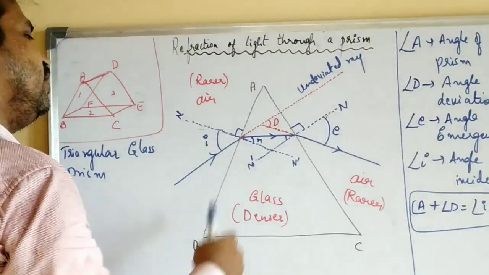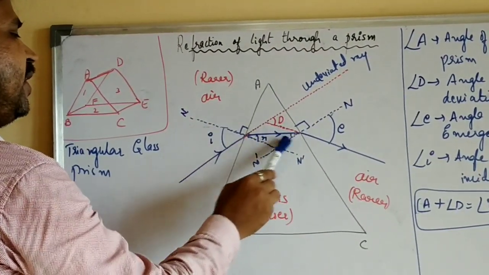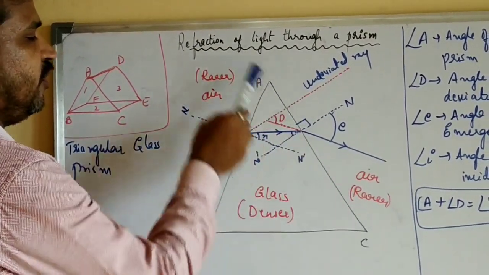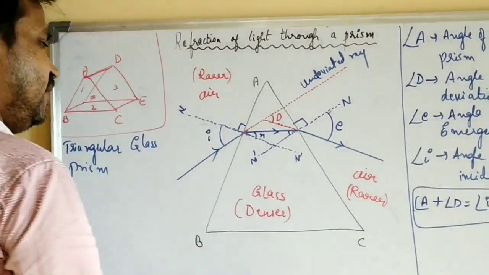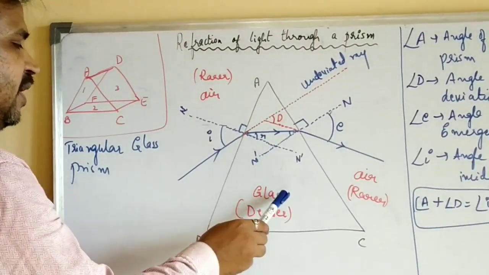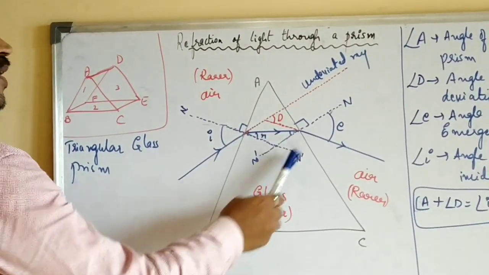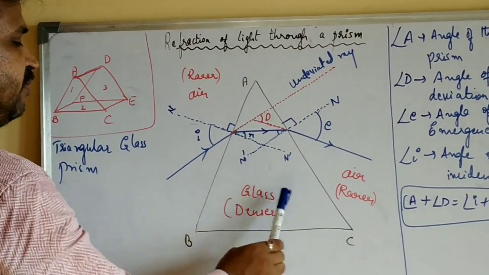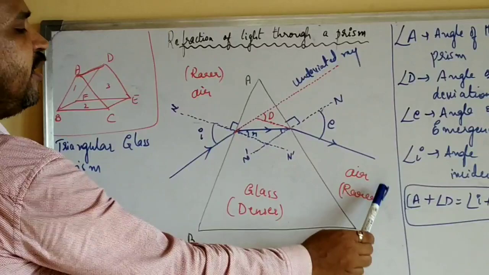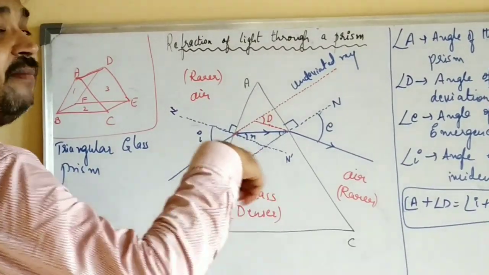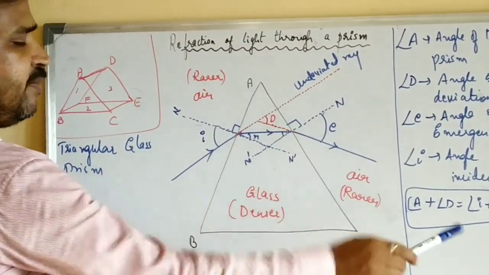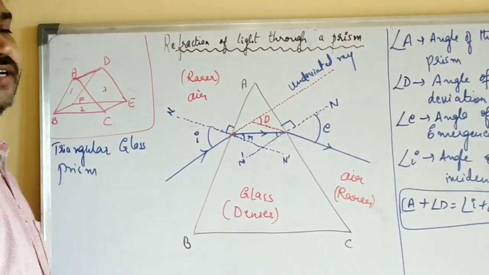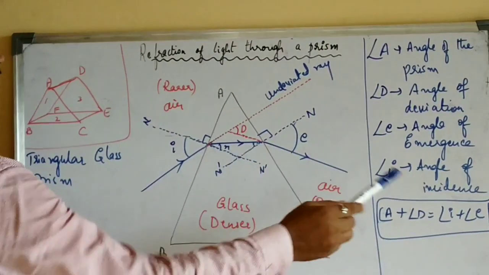Again, now this refracted ray is acting like an incident ray for the edge AC, which means that ray is within the glass. Glass is what? Denser medium. The next medium outside of the glass is rarer medium. So when a ray of light travels from denser medium to rarer medium, it emerges out. Finally it should emerge. That ray is called as what? Emergent ray. You can see here, this is the emergent ray.